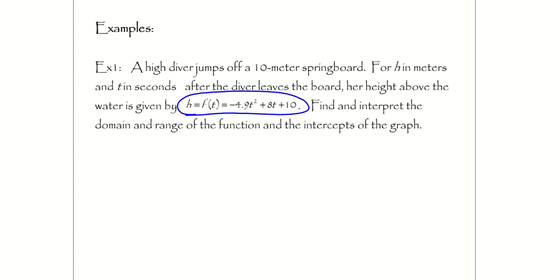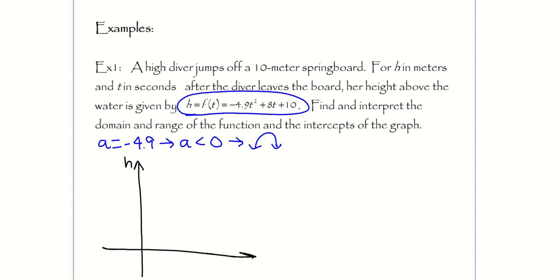So when we read this equation, we can see that our a is equal to negative 4.9. So our a is less than 0, which means that we're going to have a concave down parabola. If I'm going to graph this, I'm going to have an h-axis, because this is finding height, and a t-axis because my independent variable is t. I know it's going to be a sad parabola.